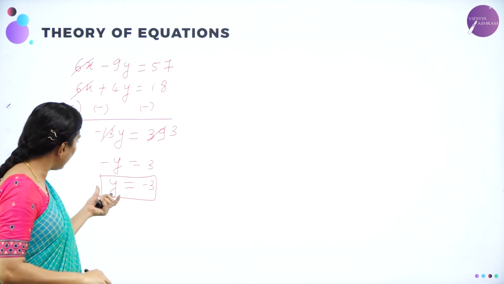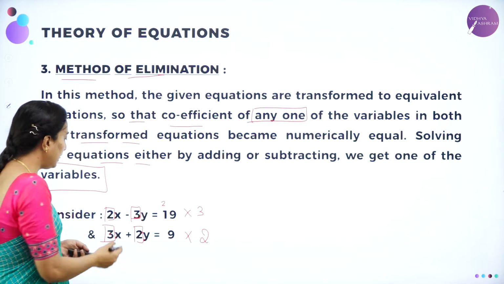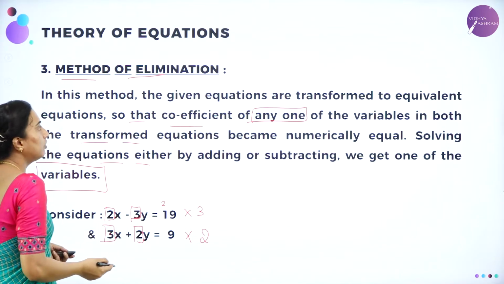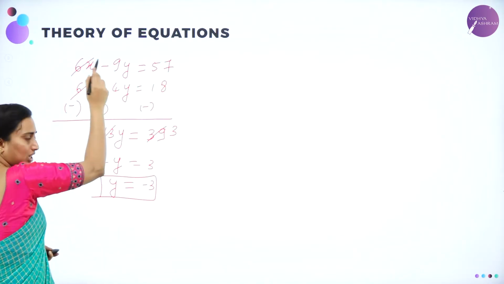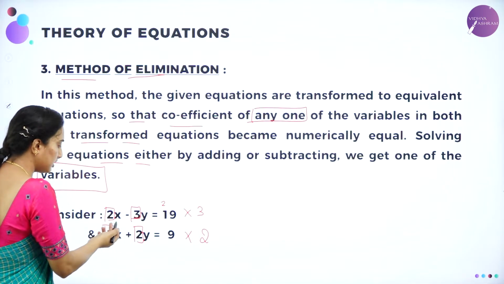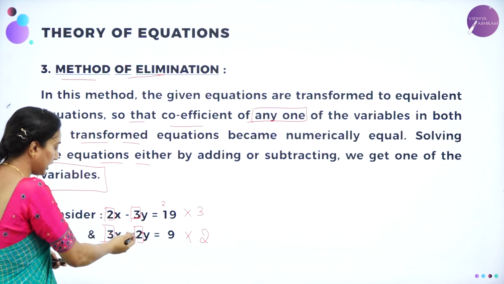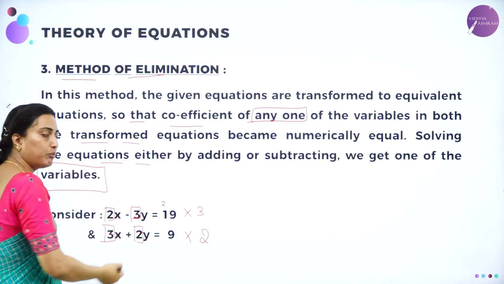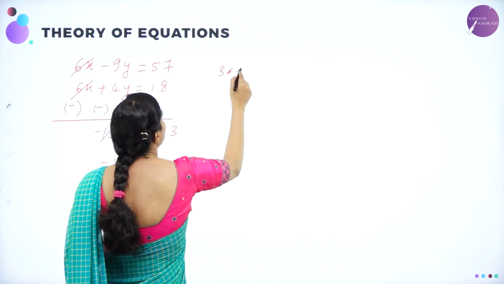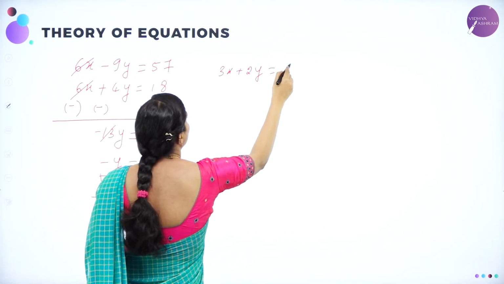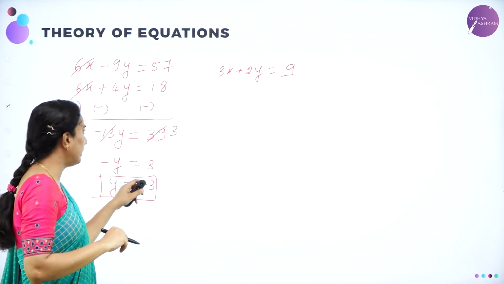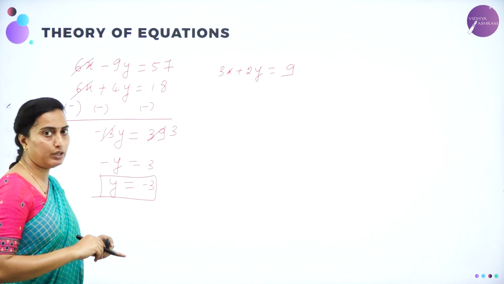Now, if you get y is equal to minus 3, you can take any one of these equations. Don't consider this equation; you can consider this equation also, but it will be complicated. So I am going to consider this equation only. First equation or the second equation. The second equation I am going to consider here, which is 3x plus 2y is equal to 9. First convert in terms of y, because I have the y value.